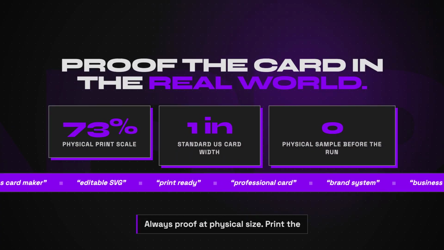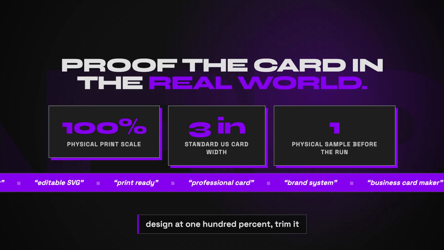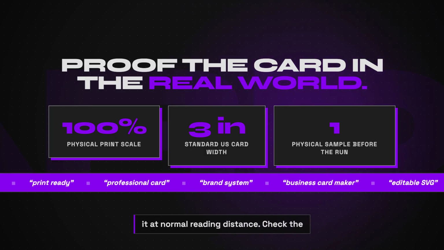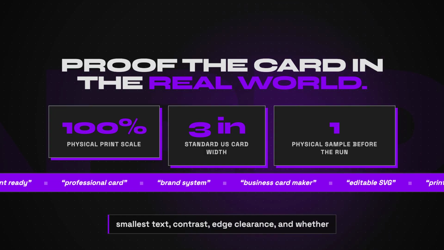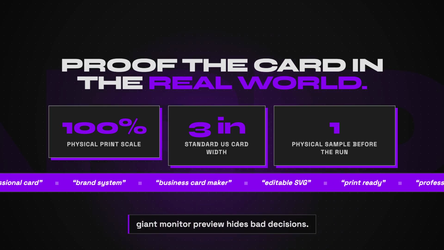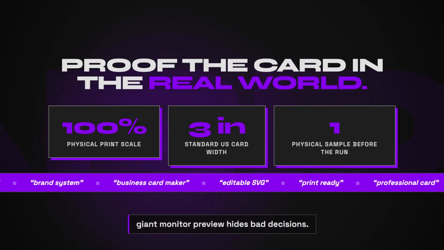Always proof at physical size. Print the design at 100%, trim it to 3.5 by 2 inches, and hold it at normal reading distance. Check the smallest text, contrast, edge clearance, and whether the card communicates in 2 seconds. A giant monitor preview hides bad decisions.